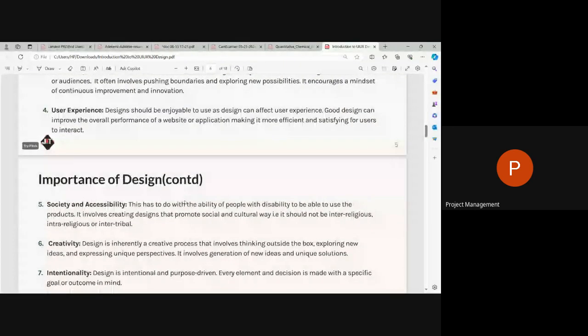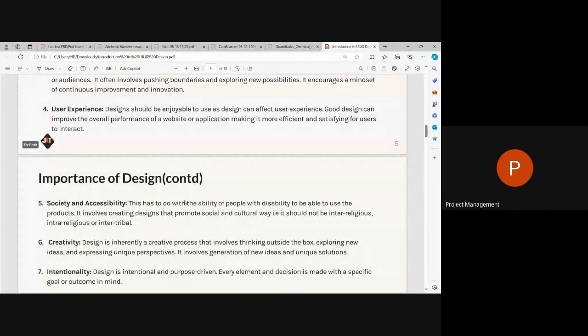Then the fourth one is user experience. Whenever your user is using the product, from the beginning to the end, your user has to be satisfied, because we are making everything around the user. We are centered around the users. So whatever solution you bring up has to be based on what the users need, on their pain points. User experience plays a very crucial role in design. Your product has to be efficient and satisfying for users to interact with.